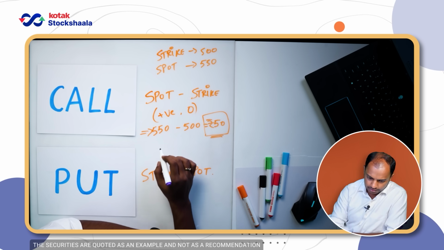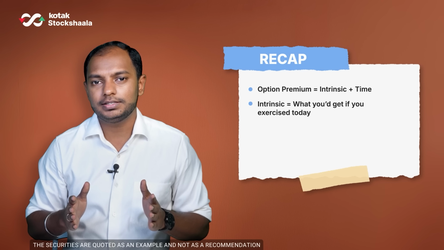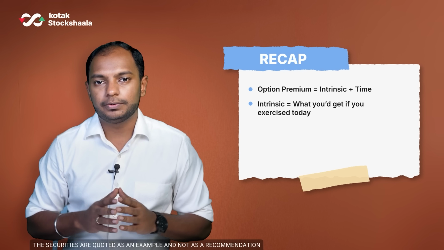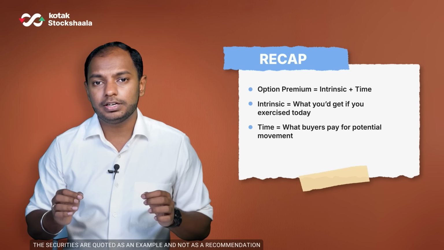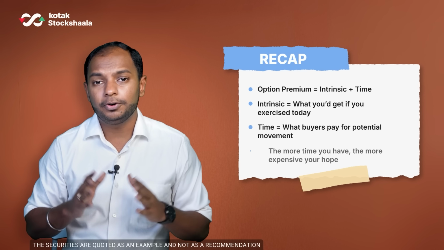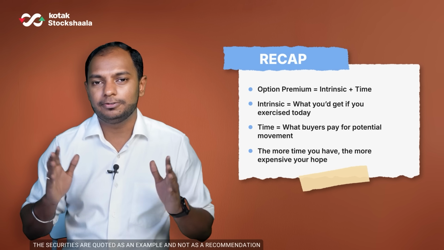Now let's do a quick recap of what we have learned so far. We understood that every option premium is made up of two things. One is the intrinsic value and the other one is time value. Intrinsic value is what you would have got if you exercise the options contract today. But time value is what traders are willing to pay for potential movement in the future. So the more time you have, the more expensive the hope.